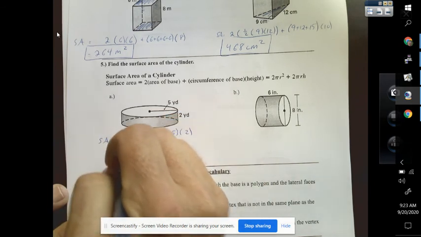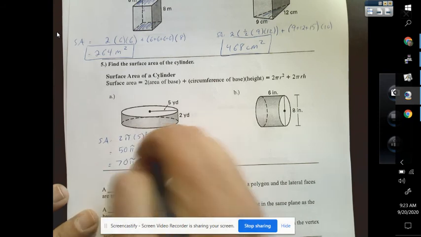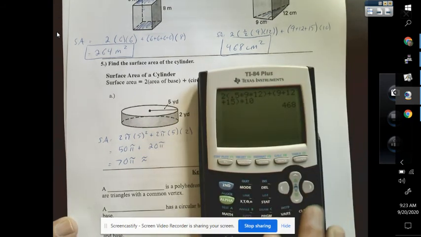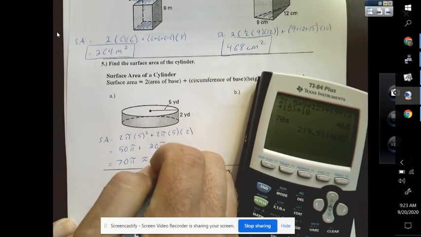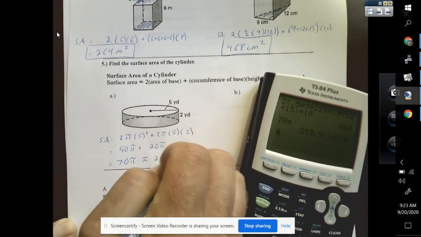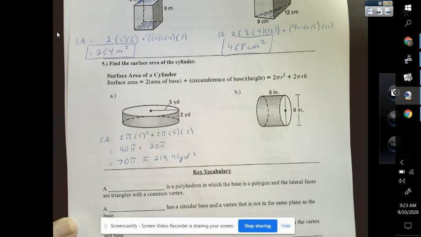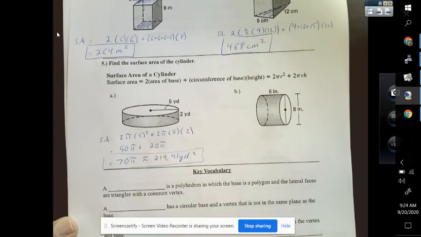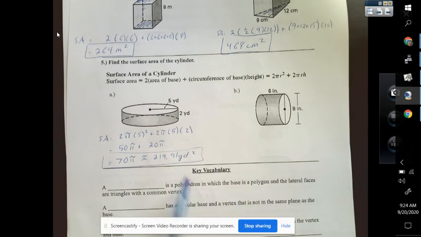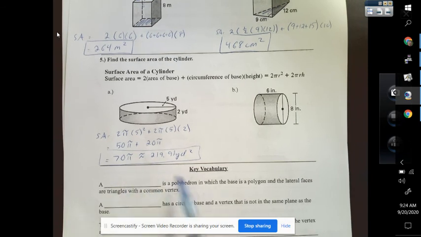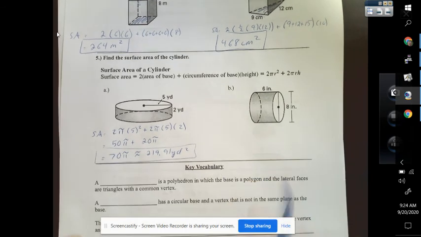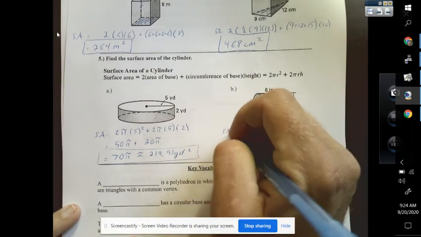I would like to encourage you guys to write your answer in 2 ways. The first is just to write it as pi. The second is to actually put 70 pi in your calculator and get 219.91, 2 decimal places, yards squared. Why do I want to show you that? As you guys progress further in math, when you get to Algebra 2 and possibly pre-calc or honors pre-calc, you're going to have your answer written both in pi and also with decimals, okay? Cool. Tricky one for the next one.